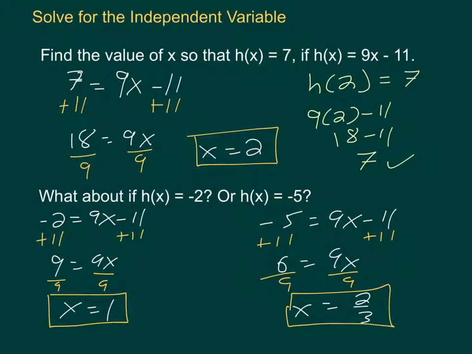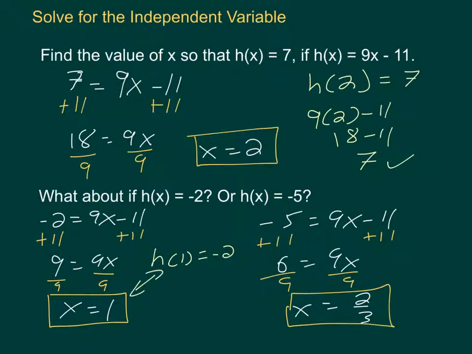And so there you see, we just replace the h of x with -2 or with -5 and solve each problem. And I've just changed the order so that the x is on the left, but in the first case, x equals 1, which basically means that h of 1 equals -2. And that's what this basically means here.